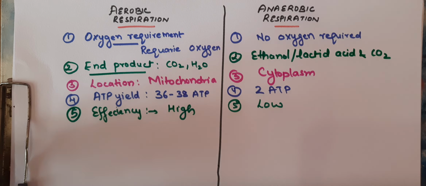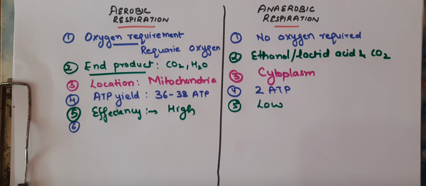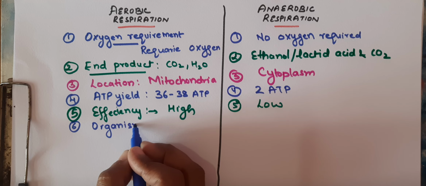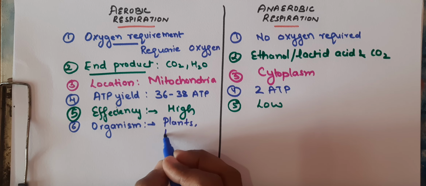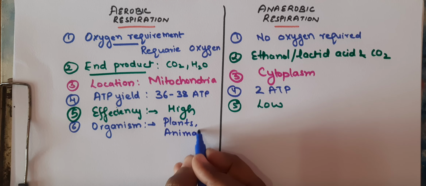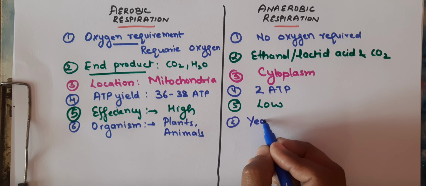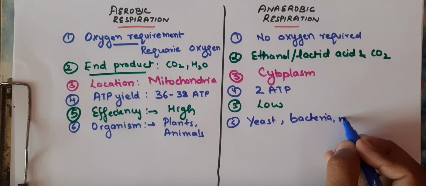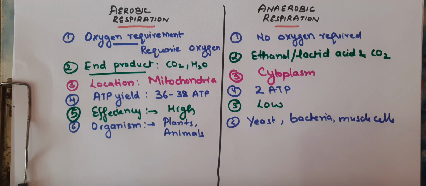Now in which organisms do these two processes occur? That is also a difference between them. In plants and animals, we can observe aerobic respiration, whereas in yeast, bacteria, and muscle cells, we can observe anaerobic respiration. So this is the sixth difference, students, between the two processes.